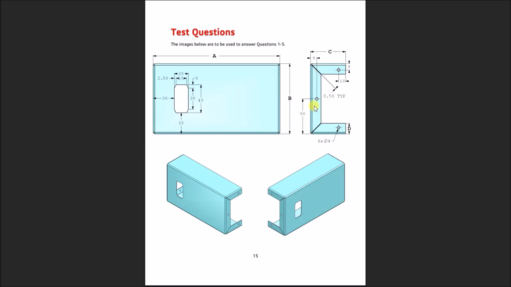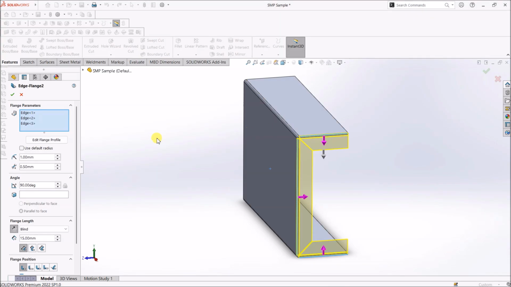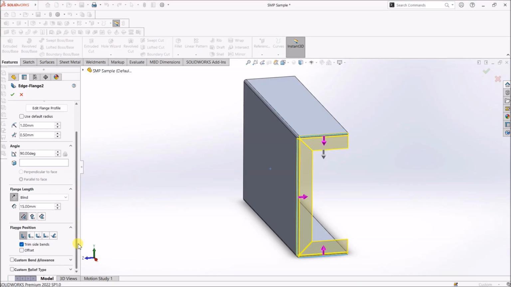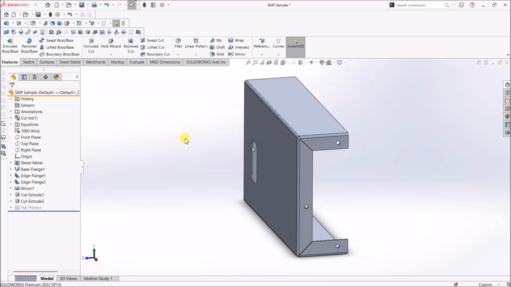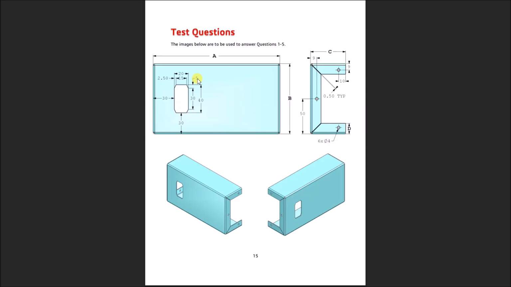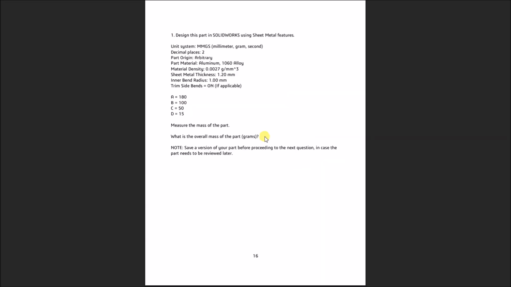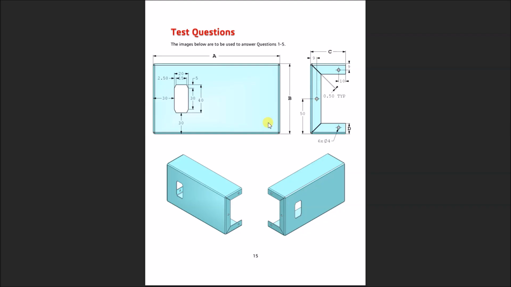And here gap distance is 0.5, that can be seen here. So the gap distance is 0.5, which is already used. The first one is trim side bends, which is on. So I already turned on trim side bends, so no issues with this. So the part is actually finished, except that we need to change the dimensions. So A is 180, B is 100, C is 50, and then D is 15.